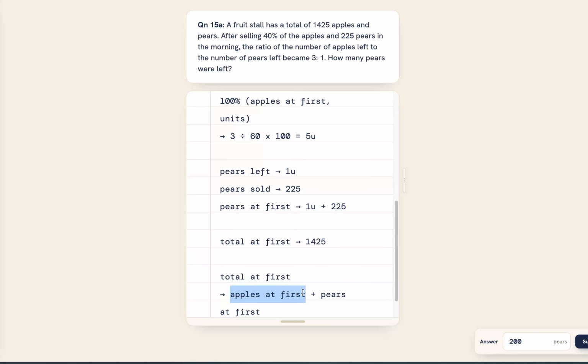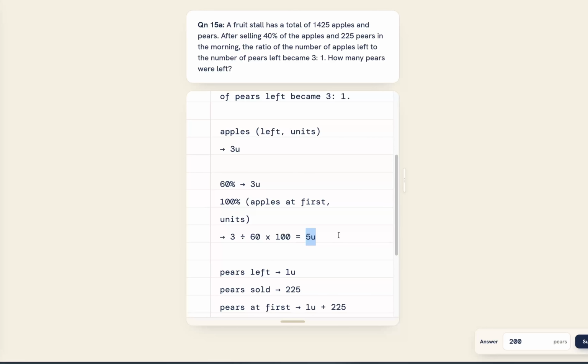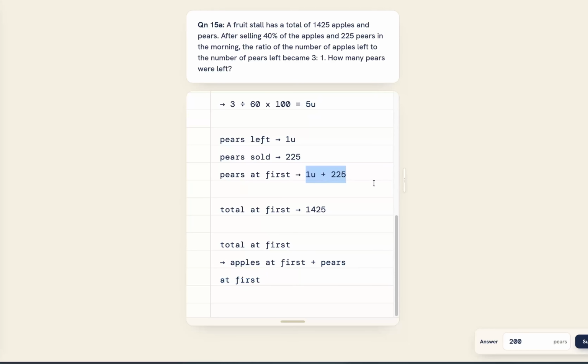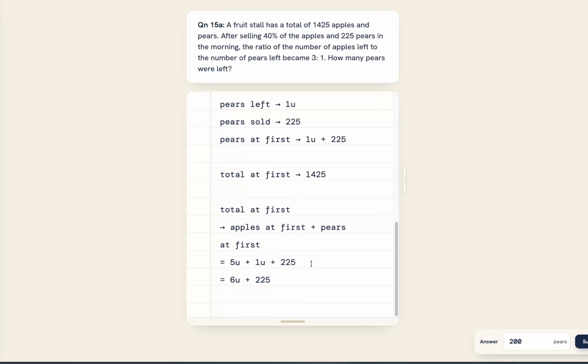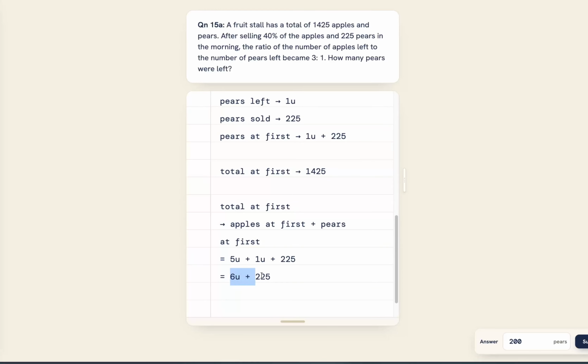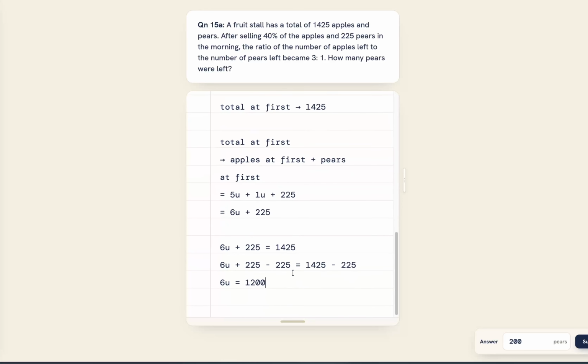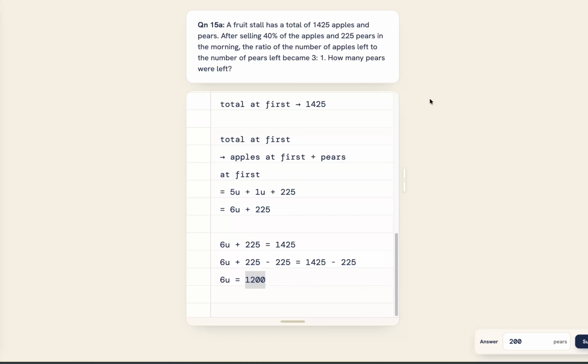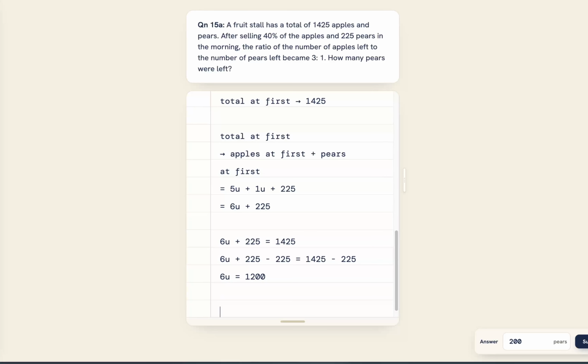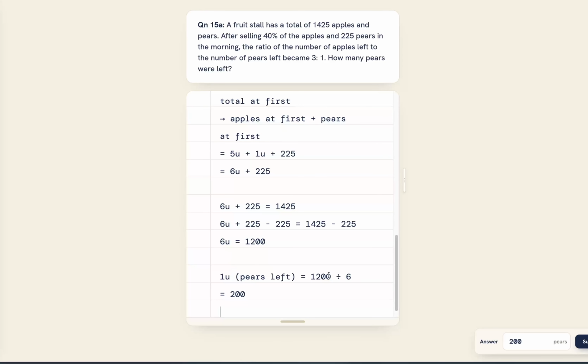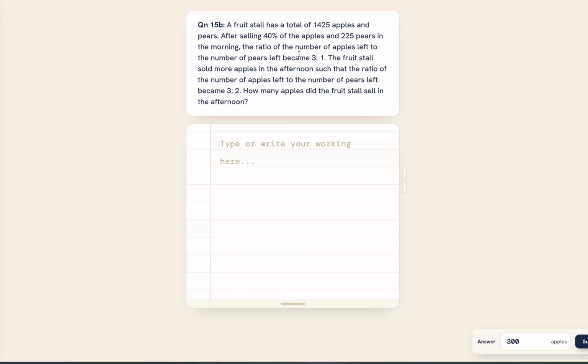Do we know this? Yes, we do. Apples at first, if you scroll here, is 5 units. Pears at first is 1 unit plus 225. Means if we add these two equations together, this will give us 6 units plus 225. Since the total at first is 6 units plus 225 and is also 1,425, we can calculate that 6 units is equal to 1,200. Since pears left is 1 unit, we have 1,200 divided by 6, and this will give us 200 pears.